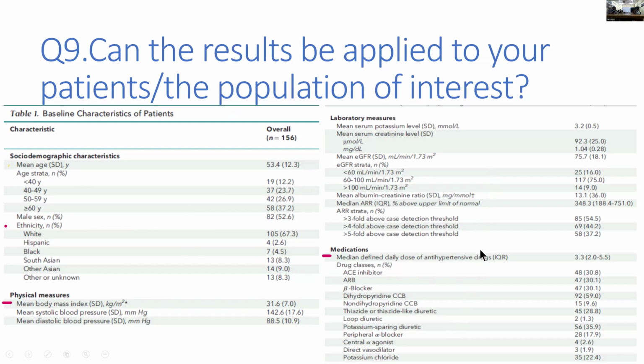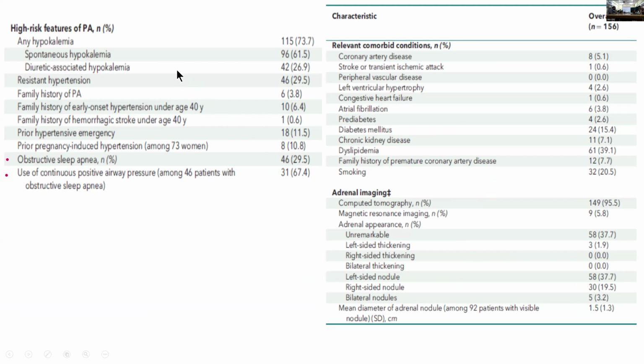We also have people with these renal parameters on multiple drugs, high risk features, comorbidities, adrenal imaging. The only other thing is that 29% of people had OSA and a lot of them were using positive airway pressure. They were using CPAP, which we probably will not see in our setting, and that may not really help with the blood pressure control. But other than that, it is more or less similar to what we see in our setting.